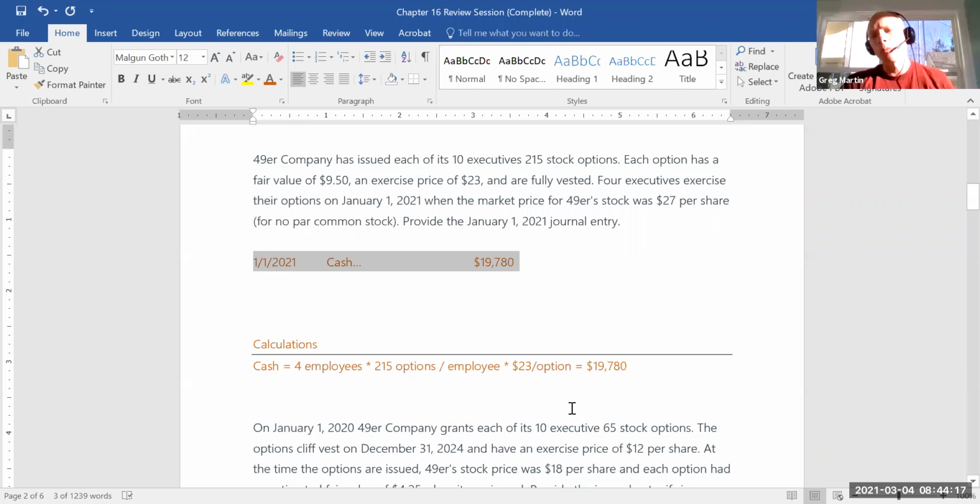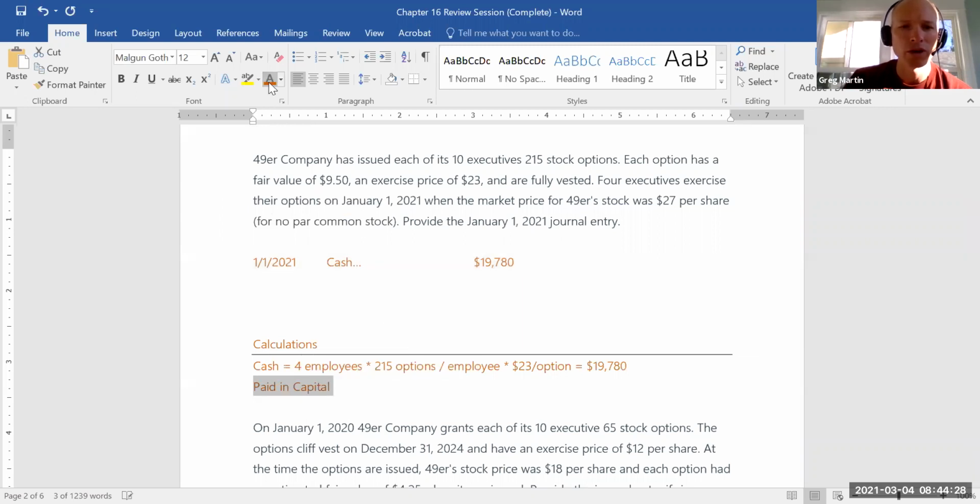All right. So the company is going to receive from their employees $19,780. The next piece is, let me highlight, I think that's where I need to stop. So the next piece is that paid in capital, and I need to go a little further. I think it's right in there. All right. That's not bad. The paid in capital stock option account.